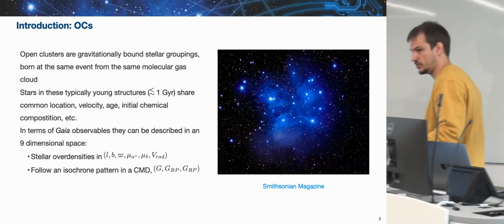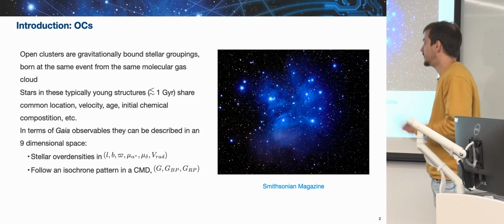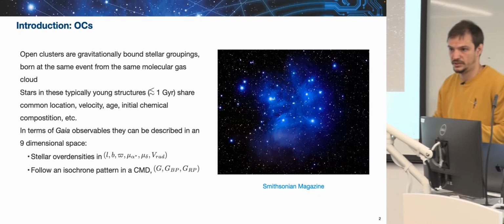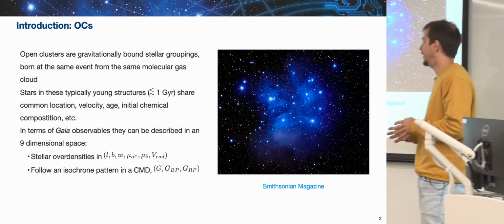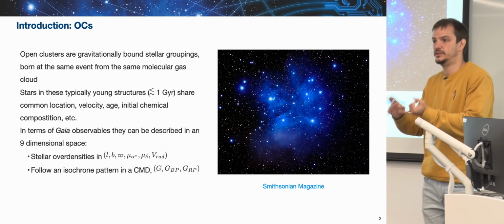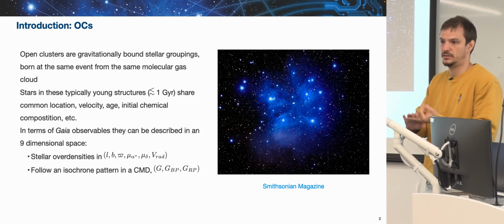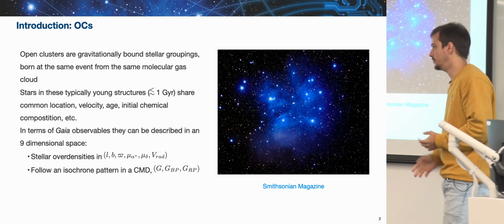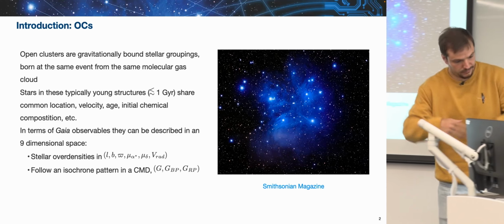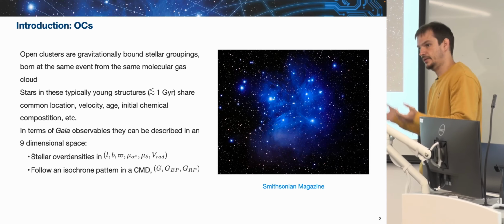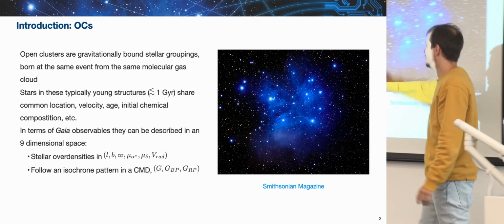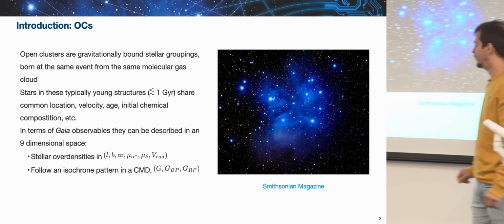So first, a little bit of introduction, so we are all on the same page. What is an open cluster? Open clusters are gravitationally bound stellar groupings which are formed in the Milky Way disk from the same molecular cloud, so the same event. So they share the same position, kinematics, same age, same initial chemical composition. And they are usually young structures, because they are born in the disk and, due to interactions, they don't survive that long, usually less than 1 gigayear.